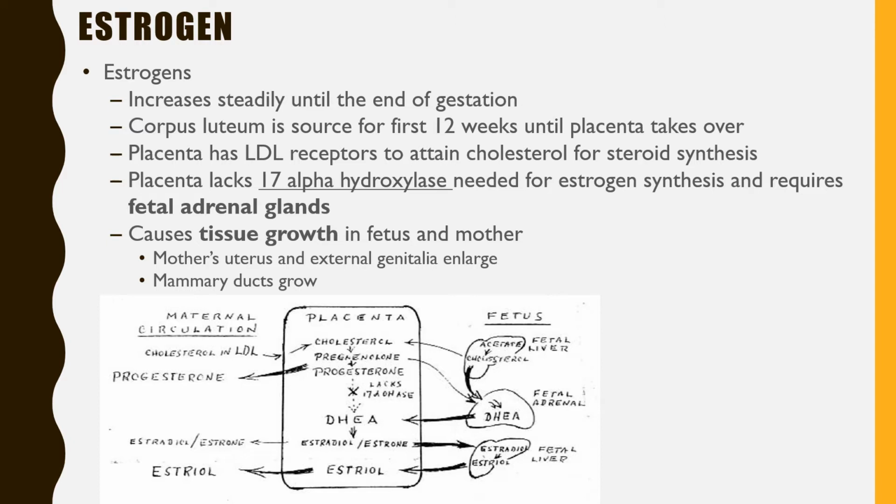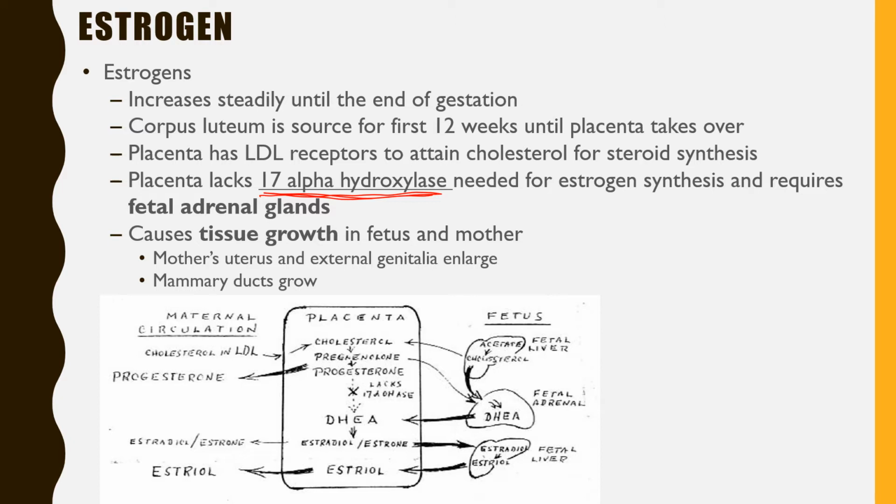Now, the reason it requires it is it lacks an enzyme that we talked about in my adrenal gland lecture. All right, a little PTSD for you guys. All right, 17-alpha hydroxylase. If you recall, again, estrogen is a steroid. It's cholesterol based, and so it's going to have to take in cholesterol, modify it, and it needs the enzymes to do that. But it lacks 17-alpha hydroxylase, which means it can't convert pregnenolone or progesterone. It can't convert those into DHEA.